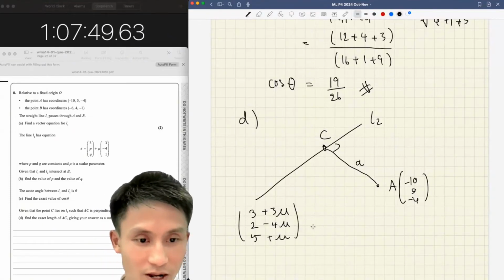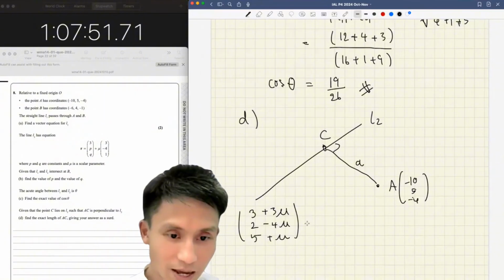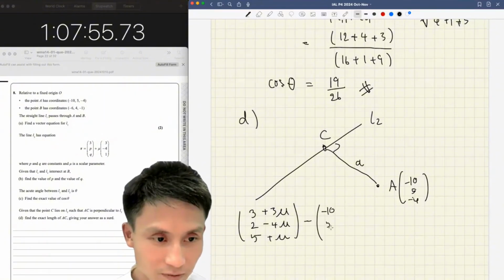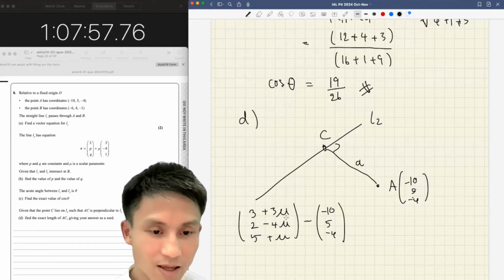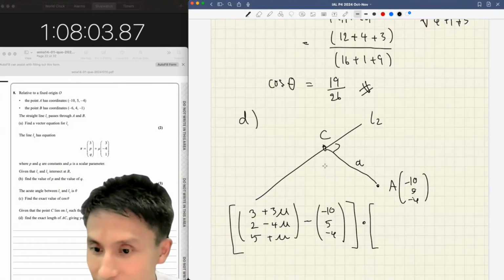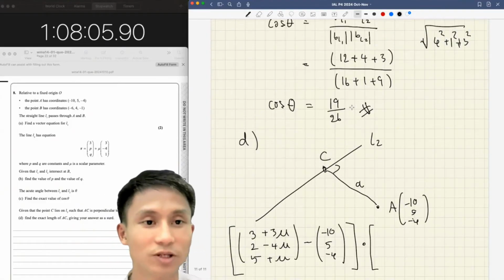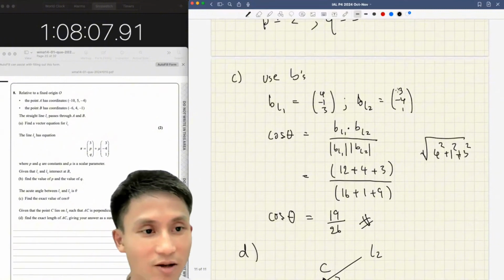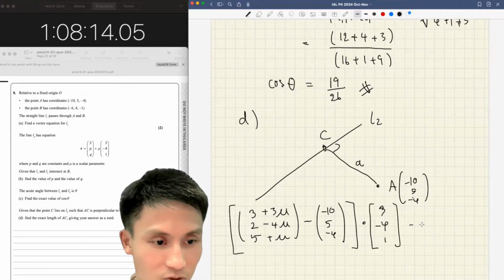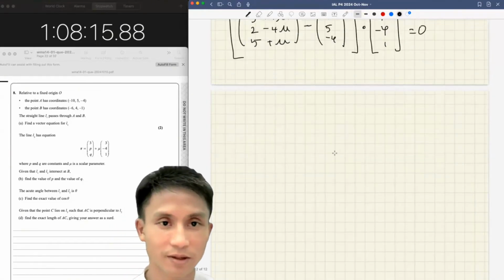And then I'm going to dot product. Wait, hang on. I'm going to do a minus with my A here first to find AC. And this whole thing will be a dot product with the line L2. So we're just going to use the directional vector here, which is this guy. All right, 3, minus 4, 1. And that should equal 0, right?